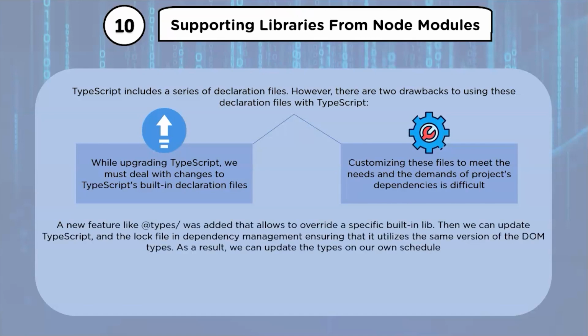So to overcome this, a new feature like types was added that allows us to override a specific built-in library. Then we can update TypeScript and lock the file in dependency management, ensuring that it utilizes the same version of DOM types. As a result, we can update the types on our own schedule. Then with TypeScript 4.5, we can update TypeScript and lock the file in our dependency management.